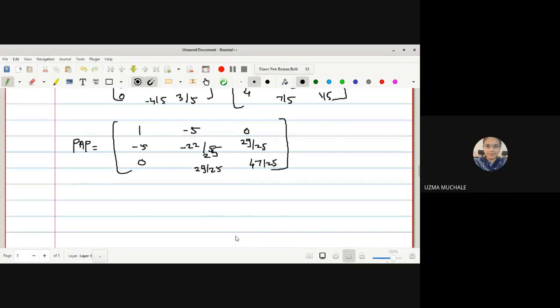What do you mean by tridiagonal matrix? The off diagonal entries are 0, and this one is the main diagonal elements, right? Again, this one is a lower one, and this is the upper one. So that's why it is called a symmetric tridiagonal matrix.